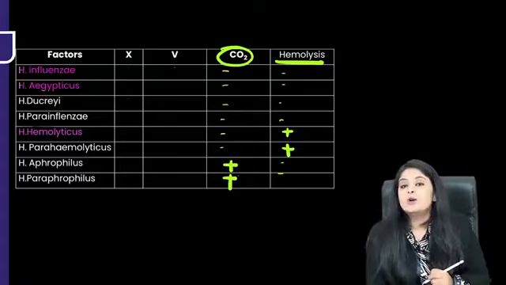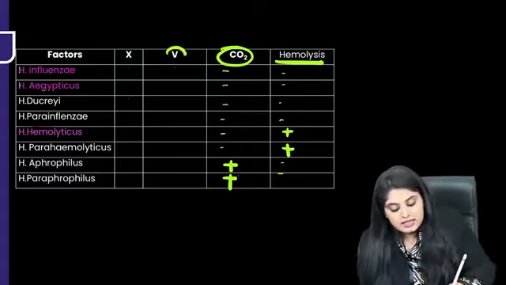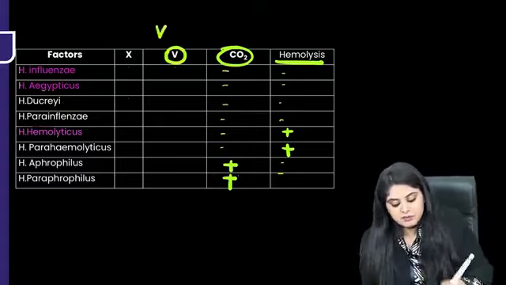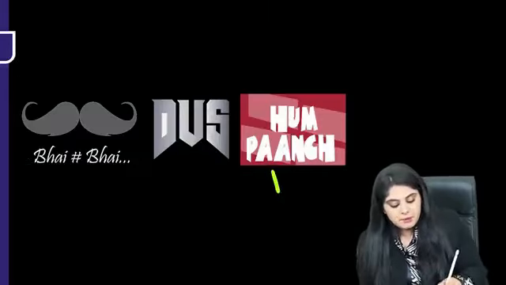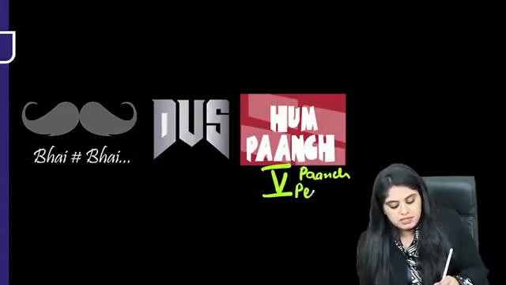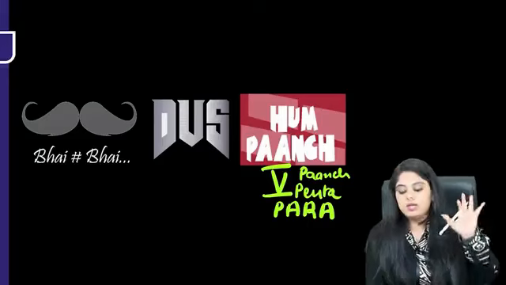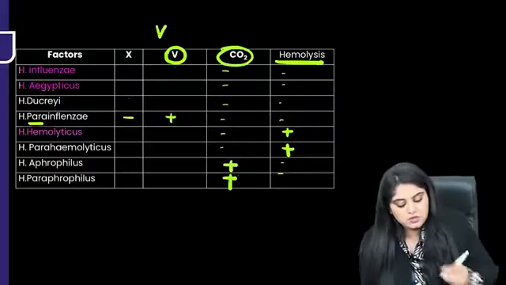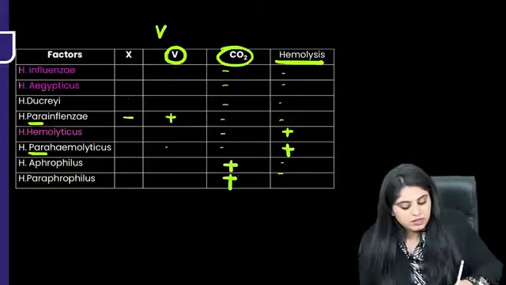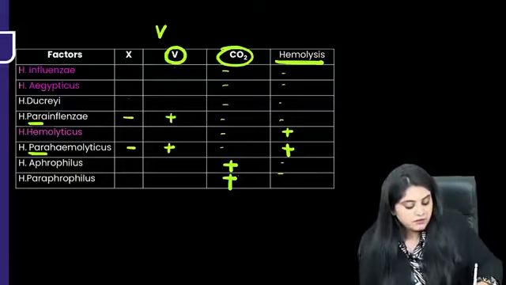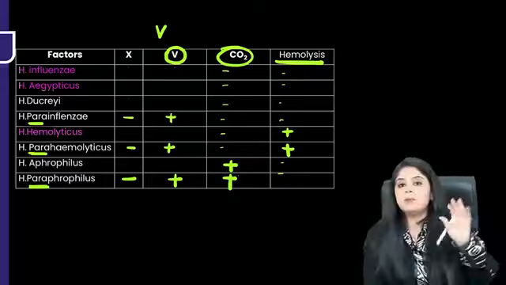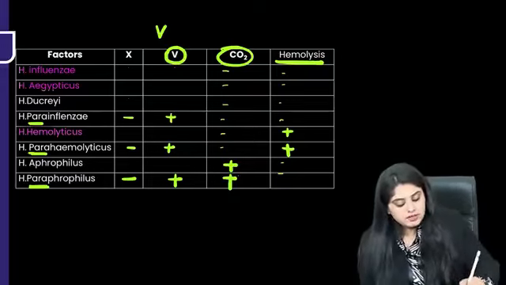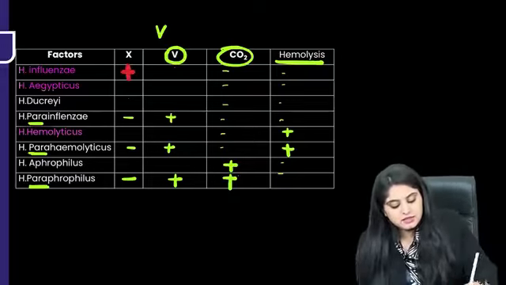Now coming to the next, which are the ones that only need factor 5? Ma'am, 5 means penta, 5 and penta. Ma'am, all the P ones, meaning the para organisms, will need only 5. What are the para? Find para: parainfluenzae only 5, not 10. Then parahemolyticus only 5, not 10. Paraphrophilus only 5, not 10.